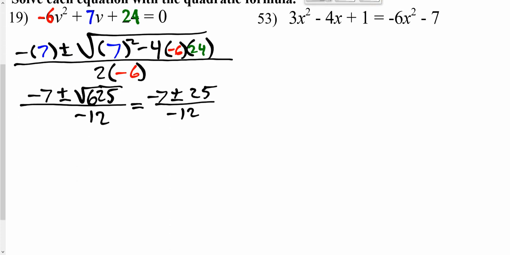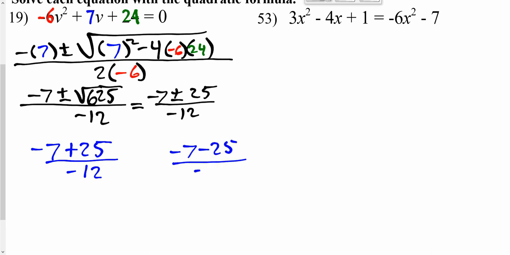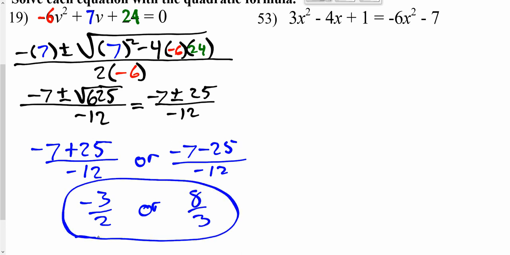So now I'm going to write it as the two separate possible answers and simplify each one. Write it out with the plus, then write it out with the minus. So you work out the left side, you get 18 over negative 12, and that simplifies down to negative 3 over 2. And then you do the other side. You subtract the top, you get negative 32 over negative 12, and that's an 8 over a 3. So these would be your answers.